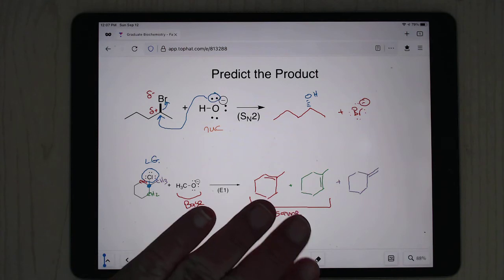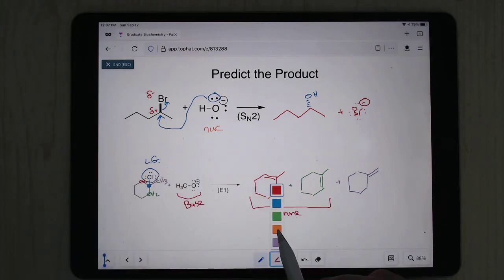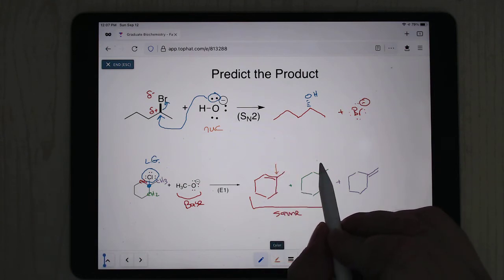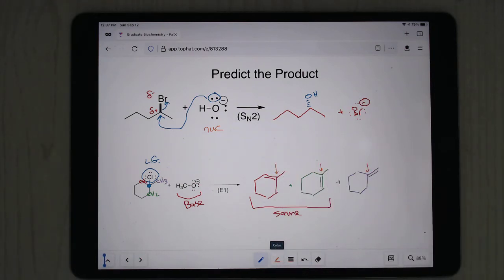Now, it turns out that these are the same molecule. The red and blue are just flipped. If you just take this molecule and flip it over, right? But it's a nice little exercise, because this is where the leaving group was, and so we're looking at all the carbons around it. Okay, so those are the same. So we're going to have these two, and so these guys are going to be the major product.